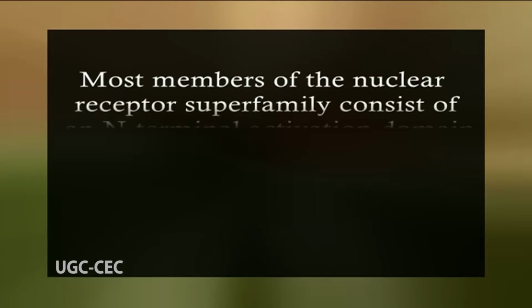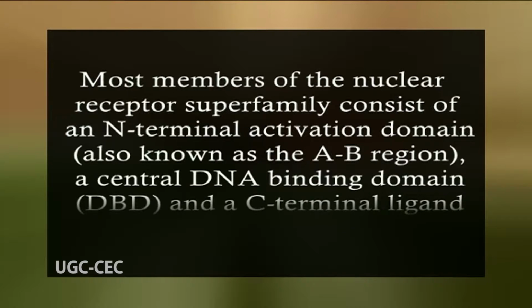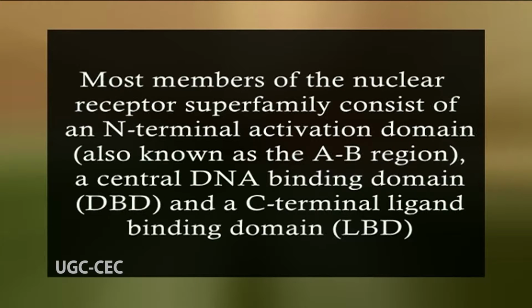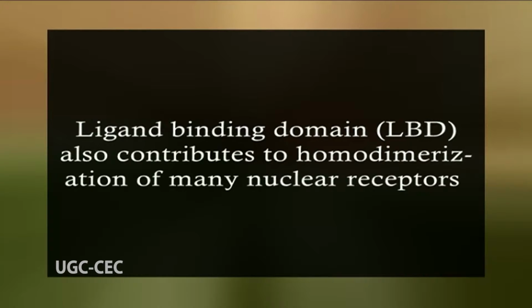Most members of the nuclear receptor superfamily consist of an N-terminal activation domain, also known as AB region, a central DNA binding domain, and a C-terminal ligand binding domain. The N-terminal domain contains a transcription activation domain AF1 and is recognized by coactivators and other transcription factors. The ligand binding domain also contributes to the homodimerization of many nuclear receptors.